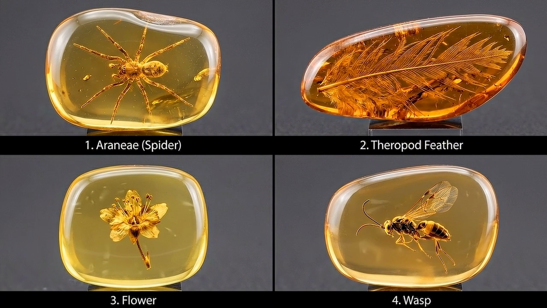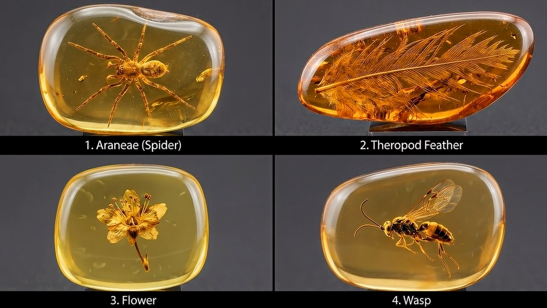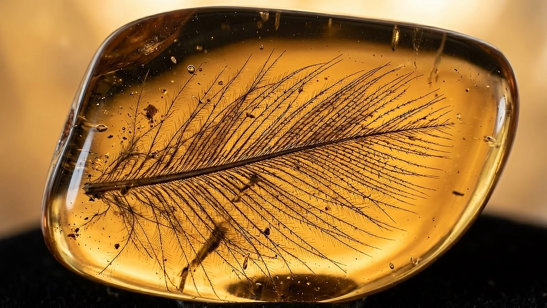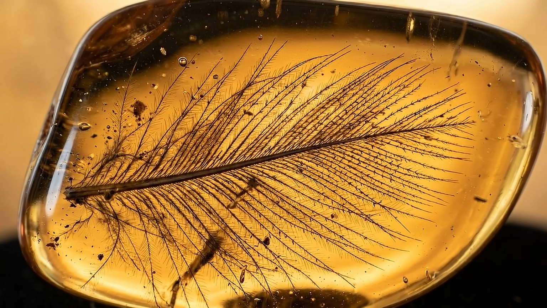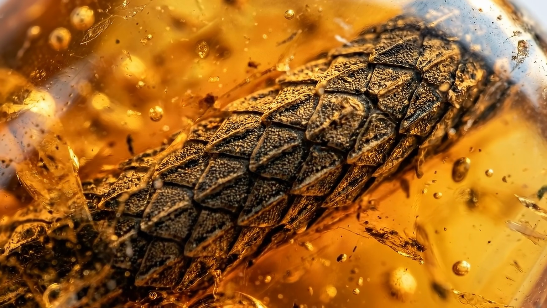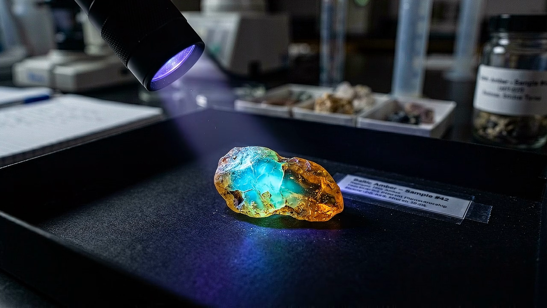Paleontologists catalog inclusions: insects, arachnids, feathers, and botanical matter. Preserved dinosaur feathers in amber reveal ancient plumage architecture. Lizard skin fragments show detailed scale geometry preserved without decay.